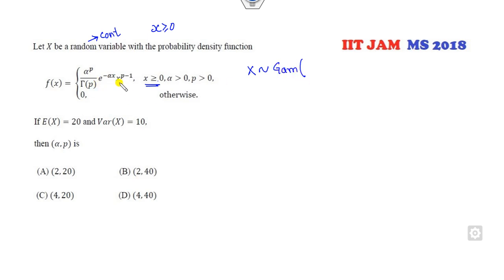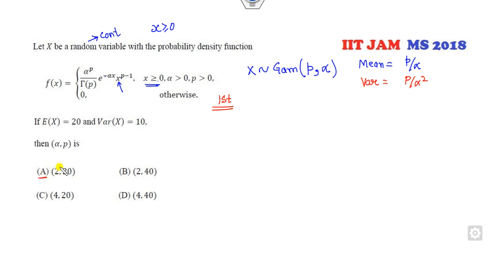The first parameter is corresponding to the x, that is my p. Second parameter is corresponding to my alpha here. Then you know what is the mean of this. As I told you earlier, the mean is p over alpha, variance is p over alpha square. Now you can see there are two methods. The first method is very easy.